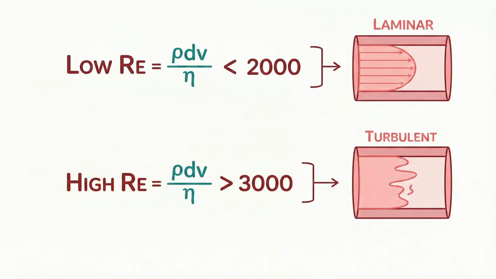Generally speaking, if the Reynolds number is low, below 2000, then blood flow will be laminar, think low and laminar. And if the Reynolds number is above 3000, it'll be turbulent. A Reynolds number between 2000 and 3000 is somewhere in between.